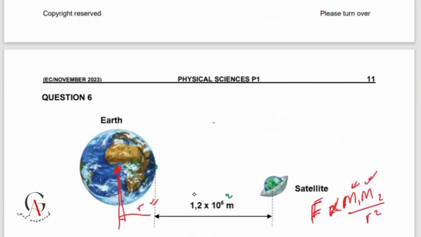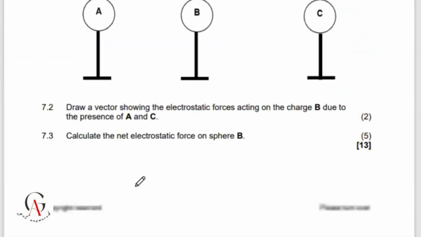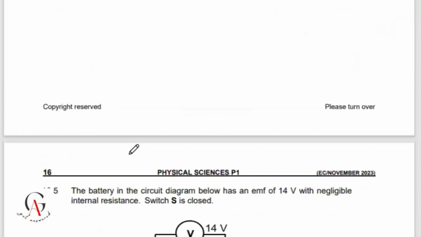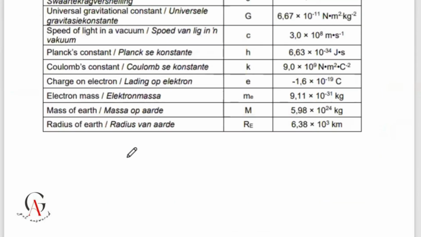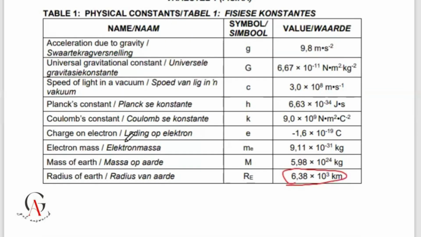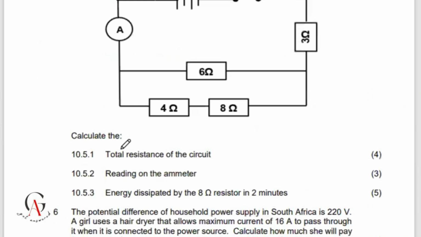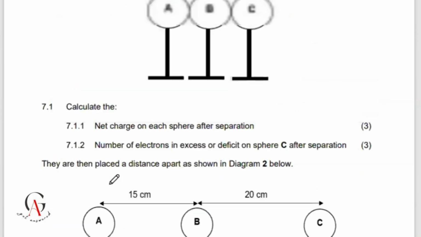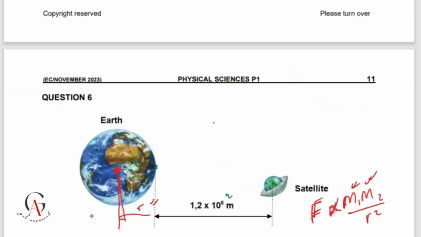From our formula page, we know that the radius of the Earth, let's just confirm it, is 6.38 times 10 to the 3. Which means if we are converting this to meters, we have to multiply it by 1,000 again. Okay, 6.38. Let's see. So F, we said it's G.